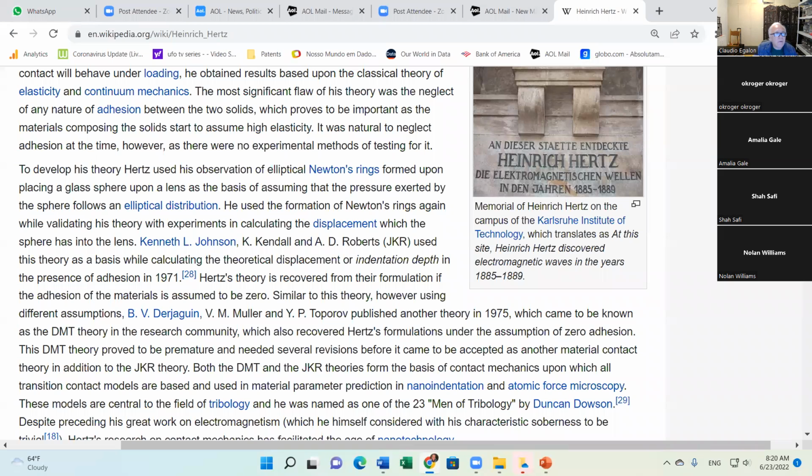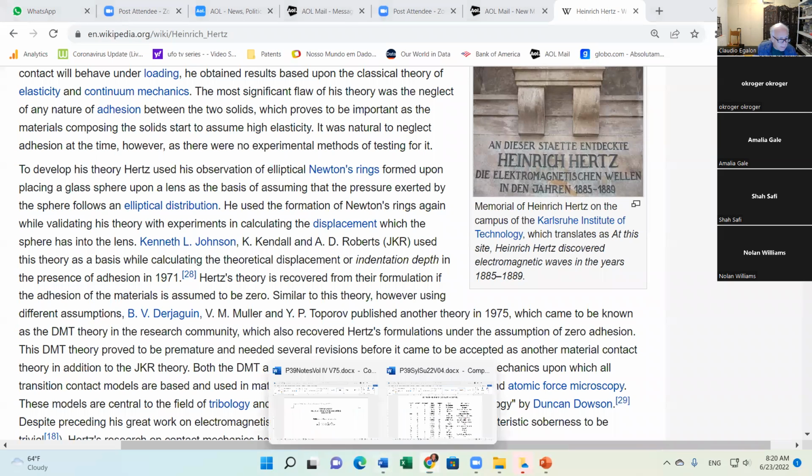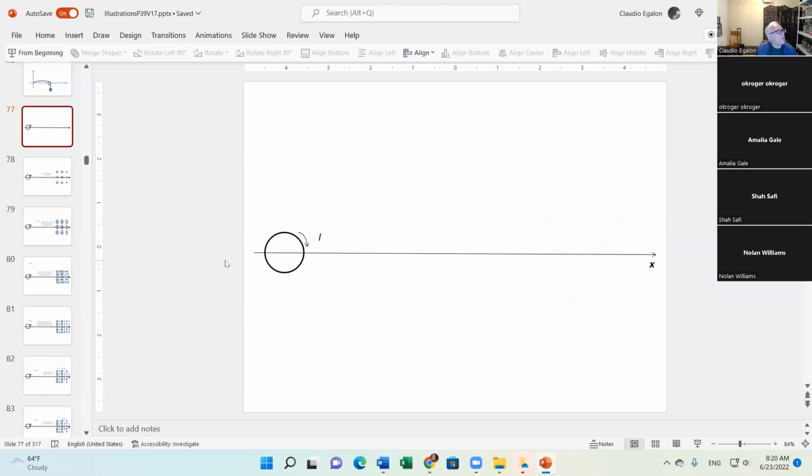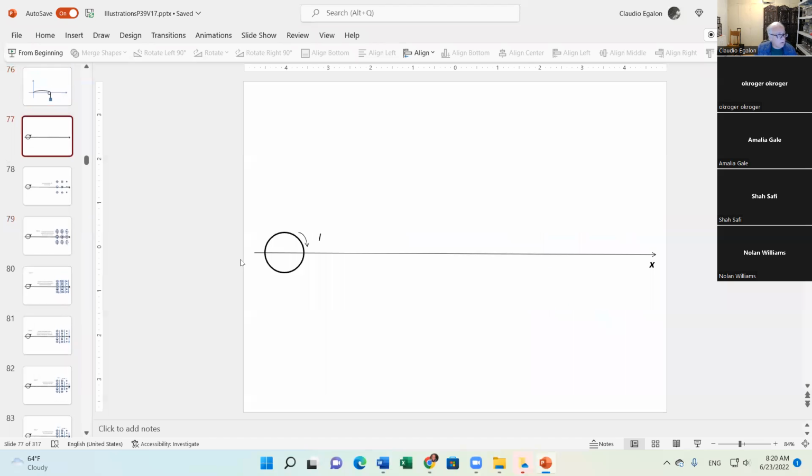Okay, so let's close that. I want to demonstrate, I'm going to prove mathematically that Maxwell's equations can lead to the wave equation. The wave equation that you're already familiar with, right?